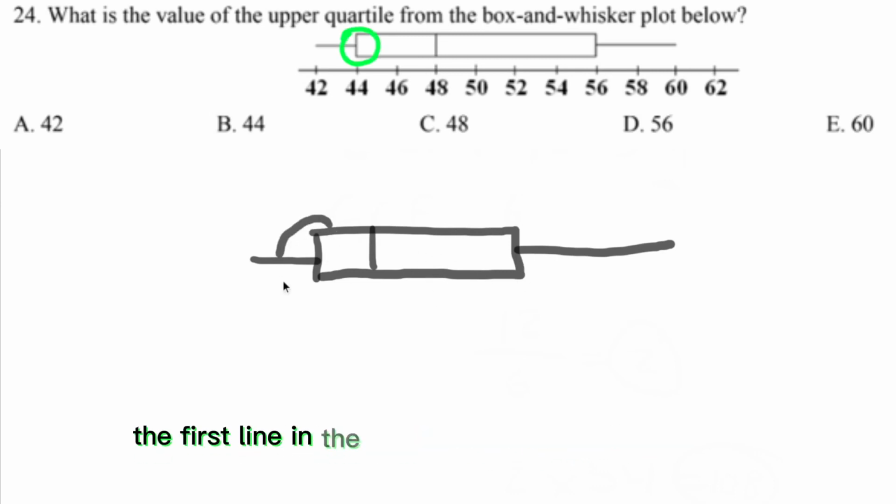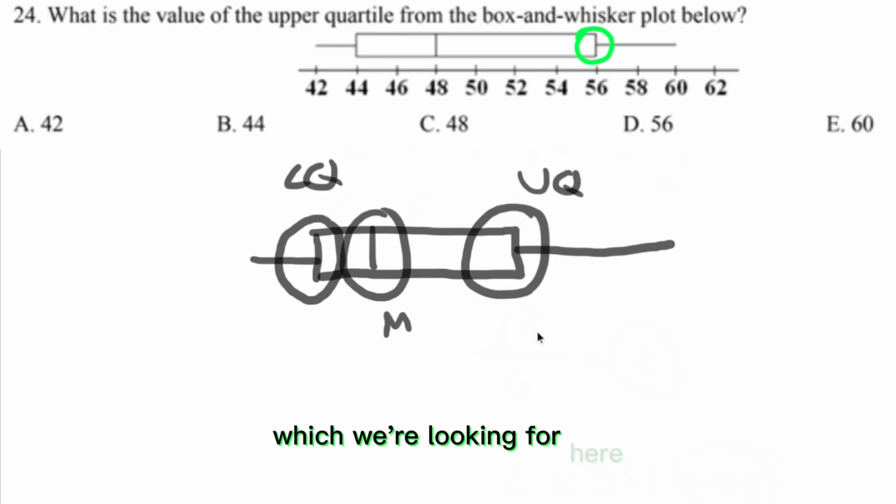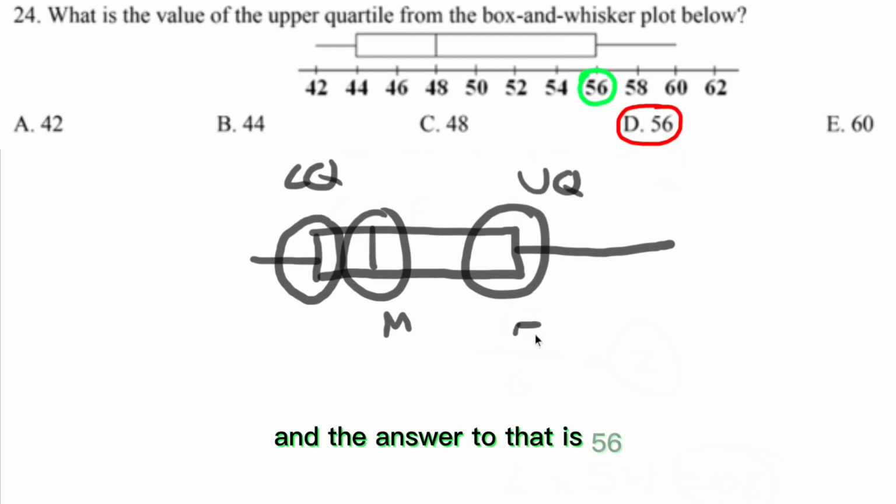The first line in the box is called your lower quartile. Then the second line in the middle is called your median. And then the third line is your upper quartile, which we're looking for here. And the answer to that is 56.